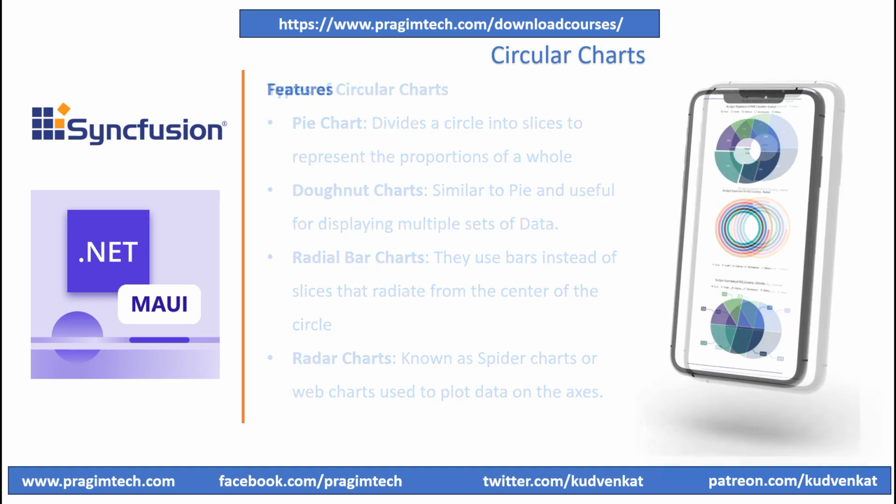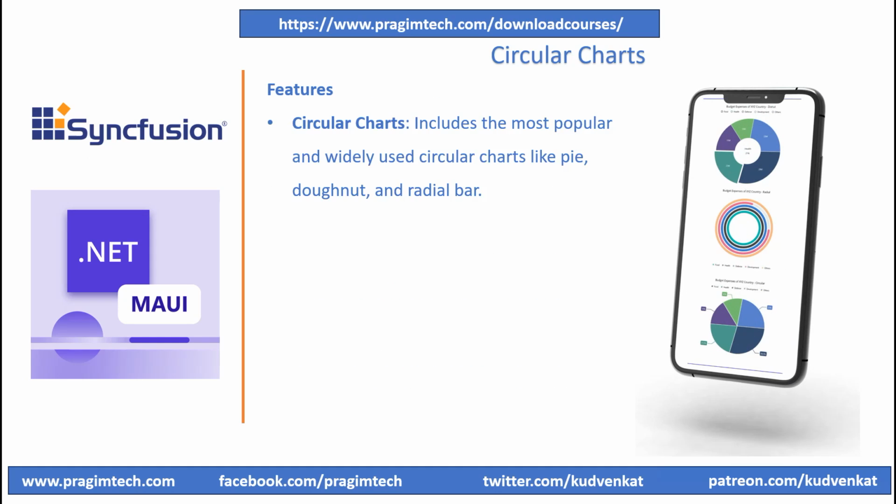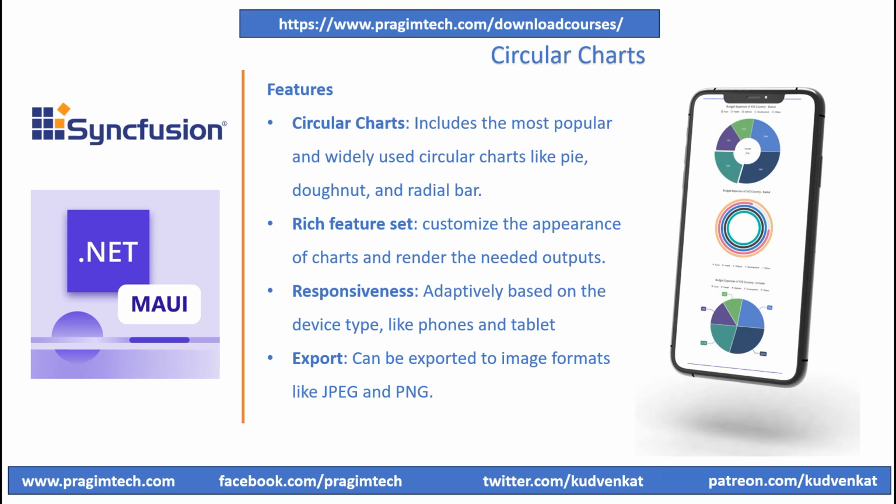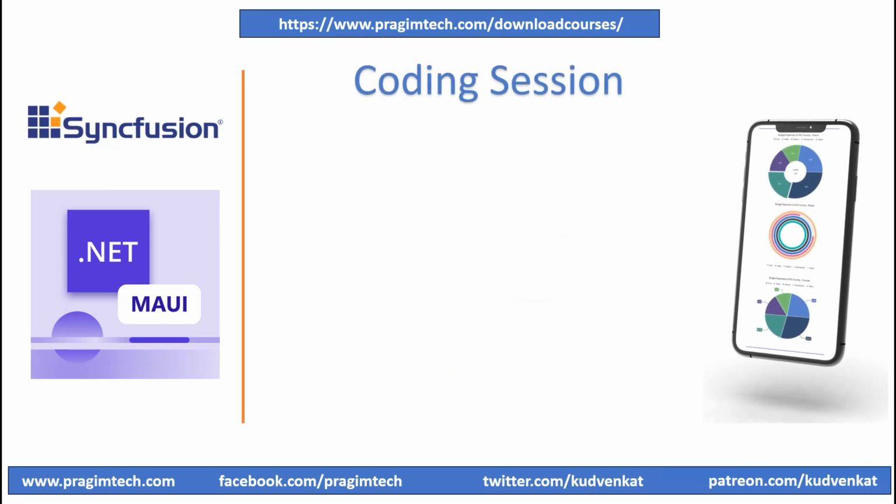Syncfusion circular charts provide a wide range of features to customize the appearance of charts and render the needed outputs. Responsiveness is another key feature where the charts render adaptively based on the device type like phones and tablets, and device orientation, to provide an optimal user experience. Syncfusion circular charts can be exported to image formats like JPEG and PNG. Let's now switch to the coding session and get going.